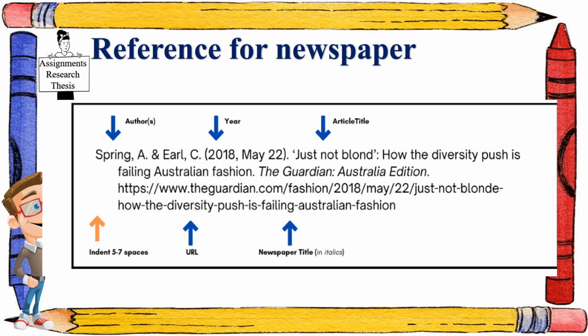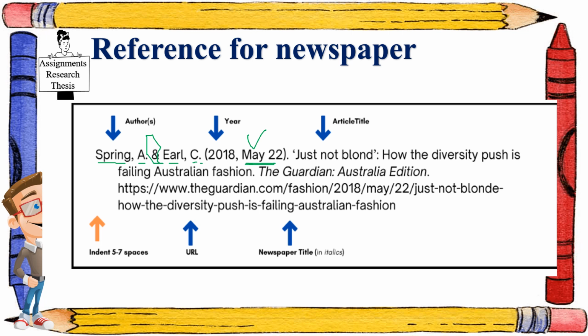So this is the format of writing a reference for a newspaper. If you are copying material from a newspaper, this is the way to write the reference. First as well, the last name of the author, comma, first initial, full stop, symbol of and, then the next author, then comma, then the capital letter of the initial, then full stop, and then the year of publication. But here you can see the new thing, and that is the month and the date are also mentioned.